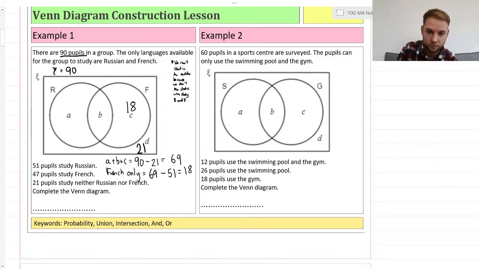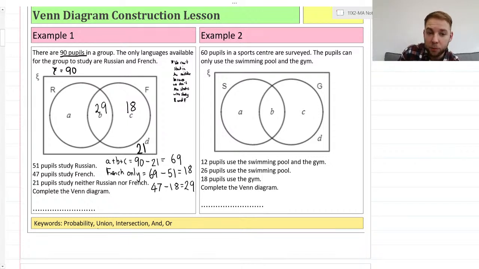That's the starting point here. Then once you know French only, you can work out which people study French and Russian by doing the amount of people who study French take away the people who study French only. So that's going to be 47 minus 18. Now this is going to give us our middle part, so 47 minus 18 is equal to 29. Like so. So I know the middle part now is 29.